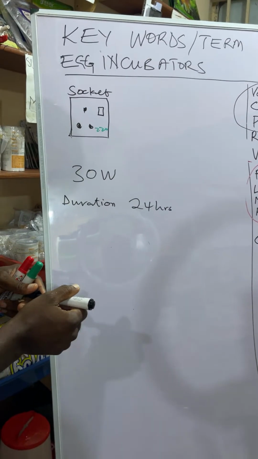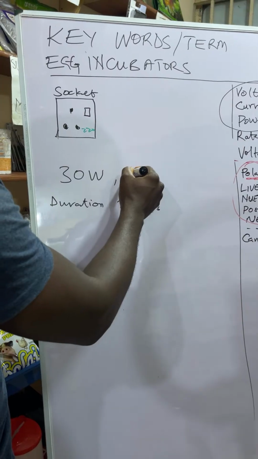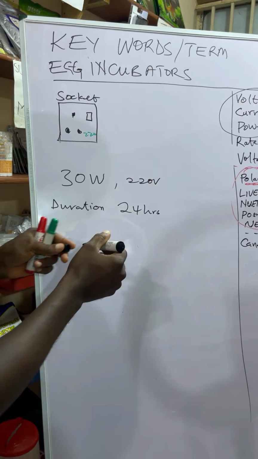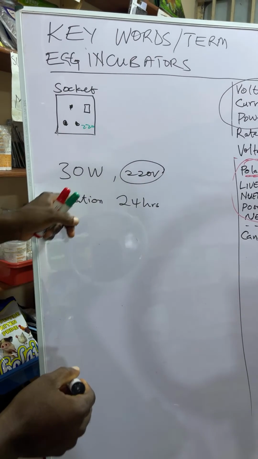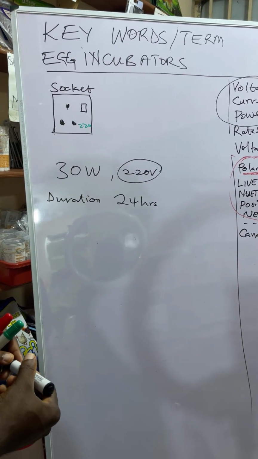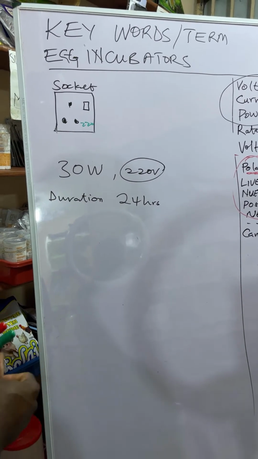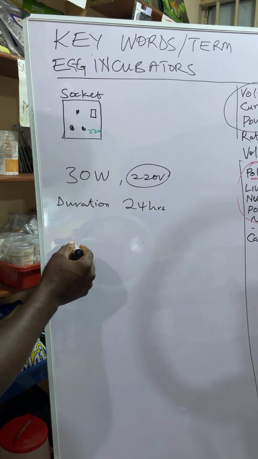24 hours, in Ghana. So I'm assuming this is 220 volts. We're assuming it's a 220 volt appliance. And then the power is 30 watts. So now we are looking at the consumption.